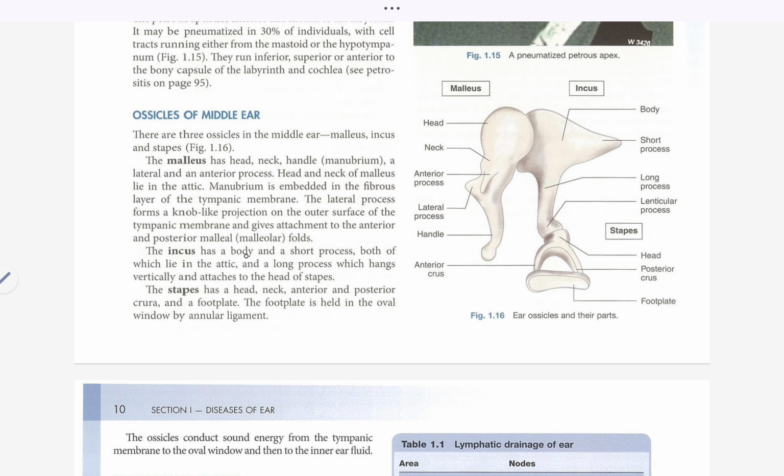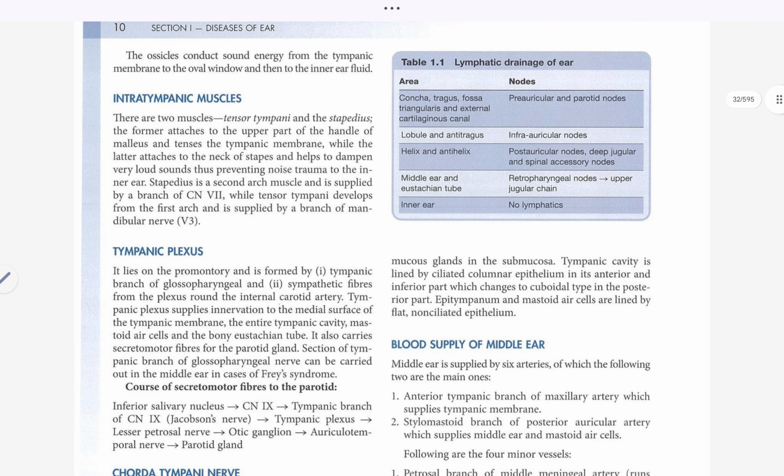The incus has a body and short process, both of which lie in the attic, and a long process which hangs vertically and attaches to the head of stapes. The stapes has a head, neck, anterior and posterior crura, and a foot plate. The foot plate is held in the oval window by an annular ligament. The ossicles conduct sound energy from the tympanic membrane to the oval window and then to the inner ear fluid.